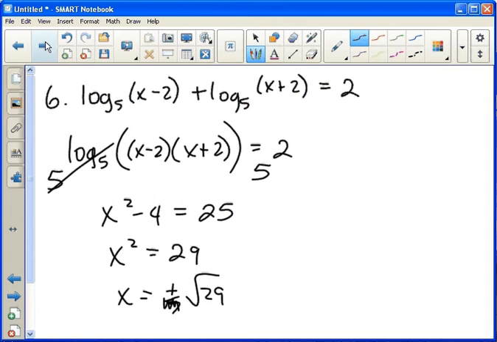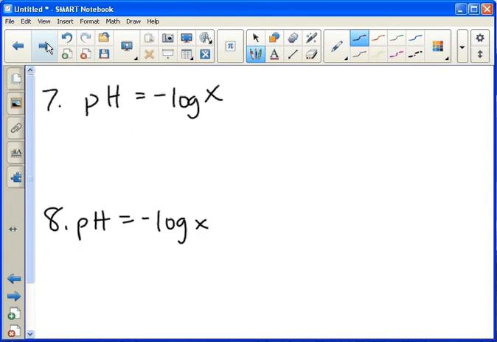Alright, several of you had questions about 7 and 8 with a pH. The formula is right here. This may not look like a formula, but it is. pH is equal to negative log of x. So find the pH in number 7.